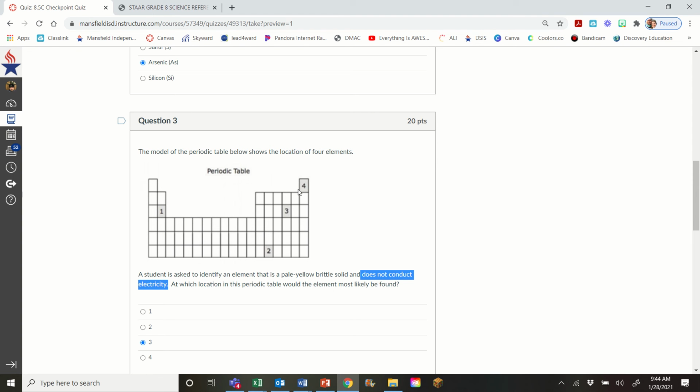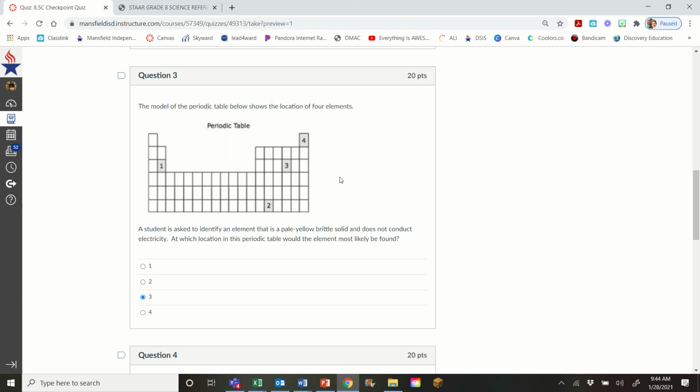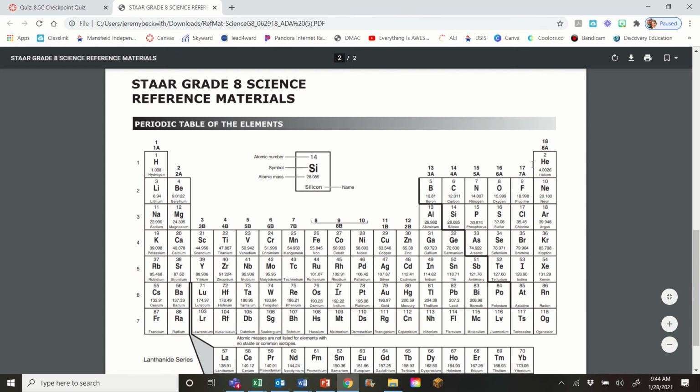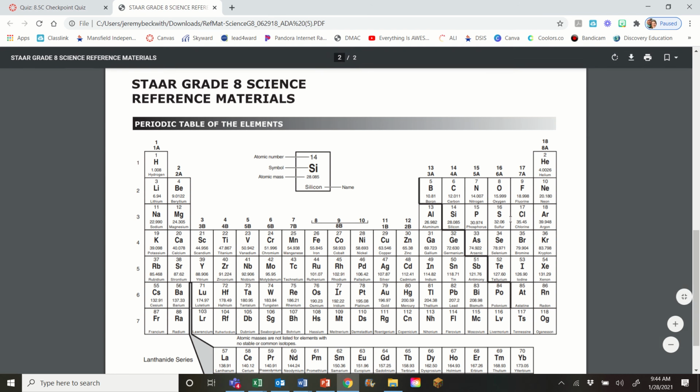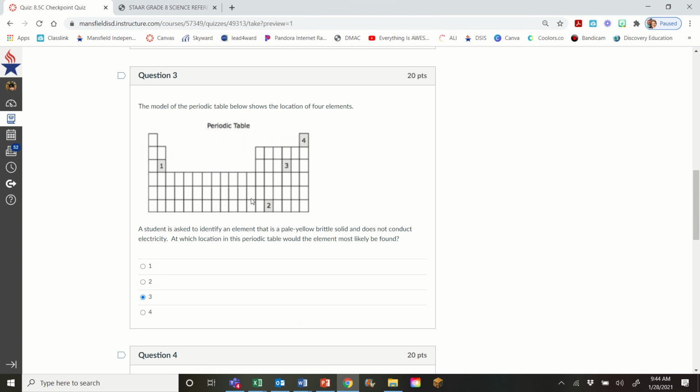There's two answer choices in that particular area, answer choice number 3 and answer choice number 4. And this question actually requires that you know that element number 4 is in fact helium. And helium is a gas at room temperature. It's not a solid. So you may not know that number 3, which is sulfur, is yellow and a solid at room temperature. But to answer this question correctly, you would have had to know that helium is not a solid. And so our correct answer is number 3.